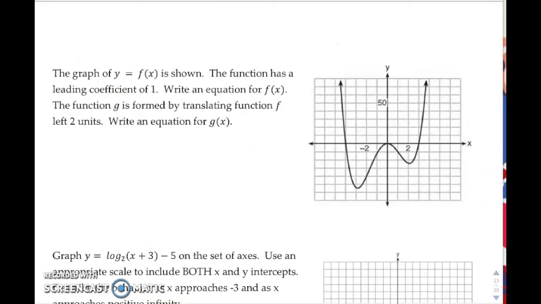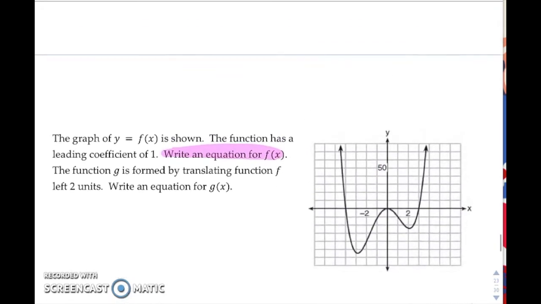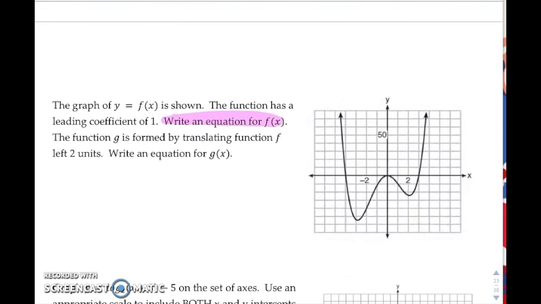Okay, next one. A graph of y equals f of x is shown. The function has a leading coefficient of 1. Write an equation for f. Now notice it does not say in any particular form. So I would leave it in the simplest form you can. Now let's look here. I see 1, 2, 3 zeros. But notice that my end behavior is up, up. So that seems weird that I would have an odd number of zeros. And that's going to have to do with my multiplicity.